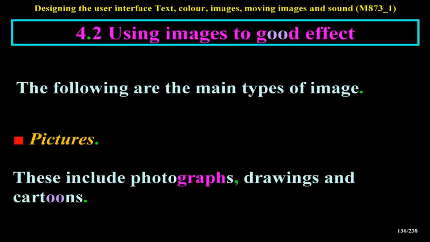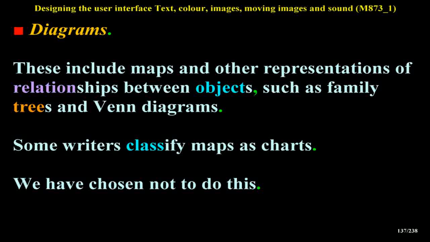1.4.2 Using images to good effect. The following are the main types of image. Pictures. These include photographs, drawings and cartoons. Diagrams. These include maps and other representations of relationships between objects, such as family trees and Venn diagrams. Some writers classify maps as charts. We have chosen not to do this.